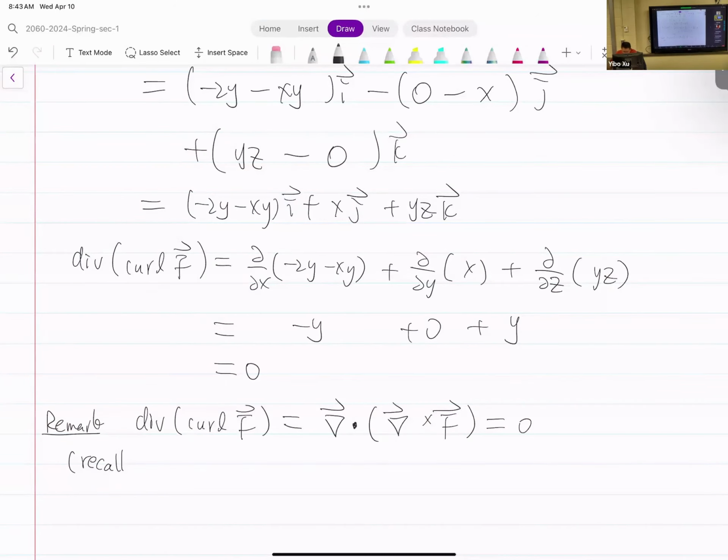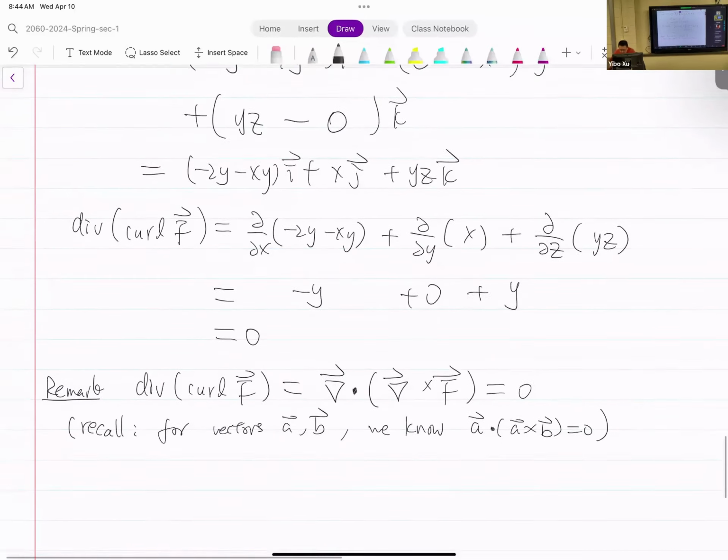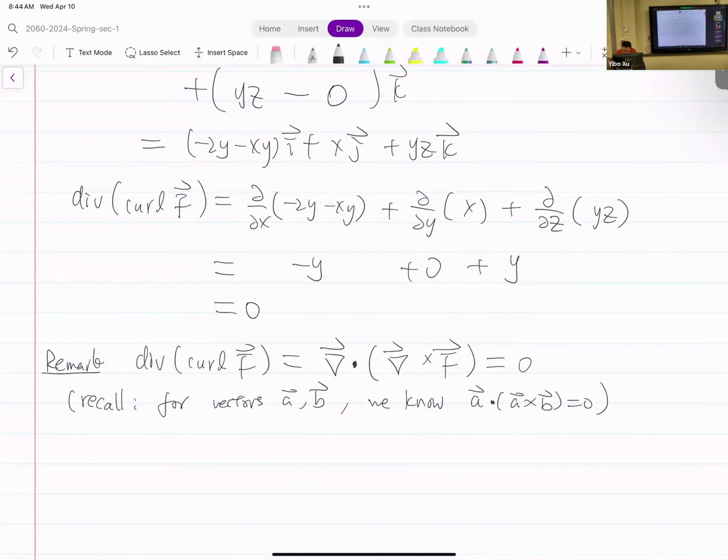For vectors A and B, we know A dotting with A cross B is always a 0. This is because A cross B is a vector that's perpendicular to both. And then if you do the dot, it's going to be a 0. Right? So this is a property that holds regardless of the vector field. Okay. So we do have a few properties like that.